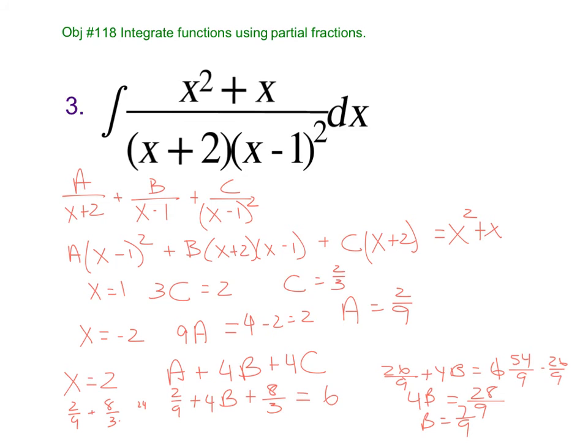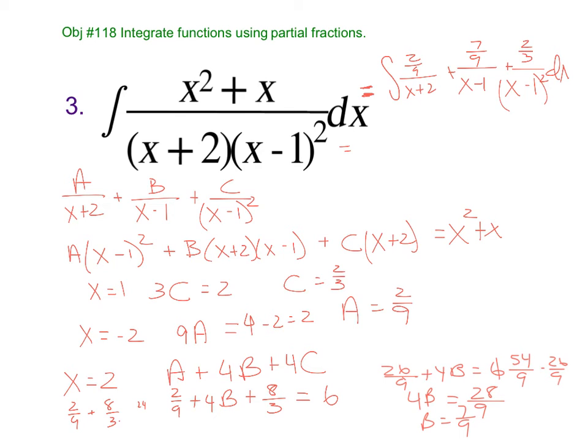That's a lot of work. A lot of just silly math. It's not hard. You just have to sit there and do it. All right, so a was 2 over 9, x plus 2. B was 7 over 9, x minus 1. And c was 2/3, x minus 1 quantity squared.